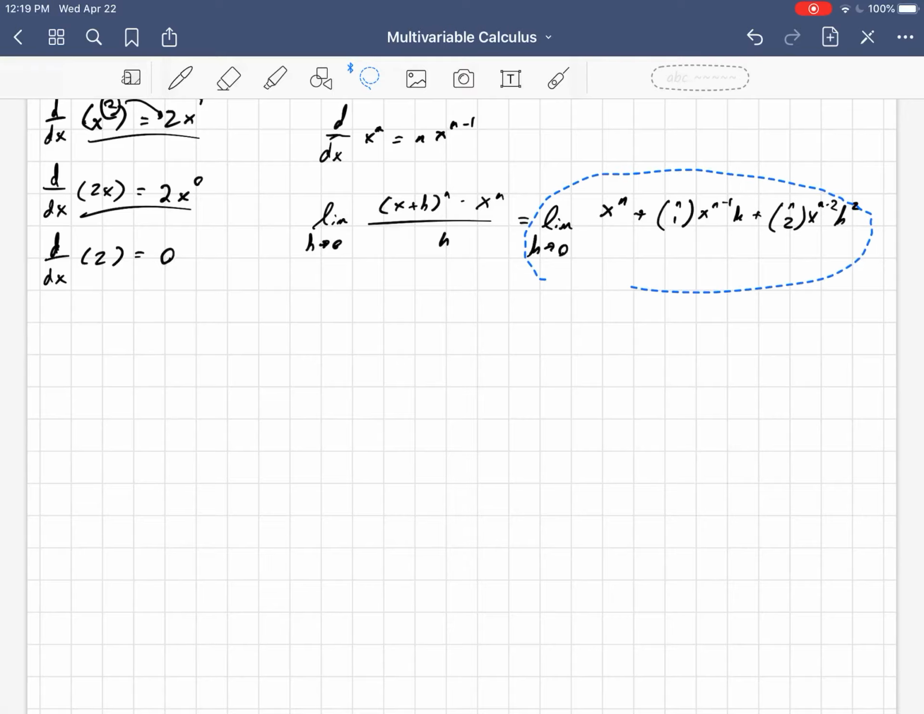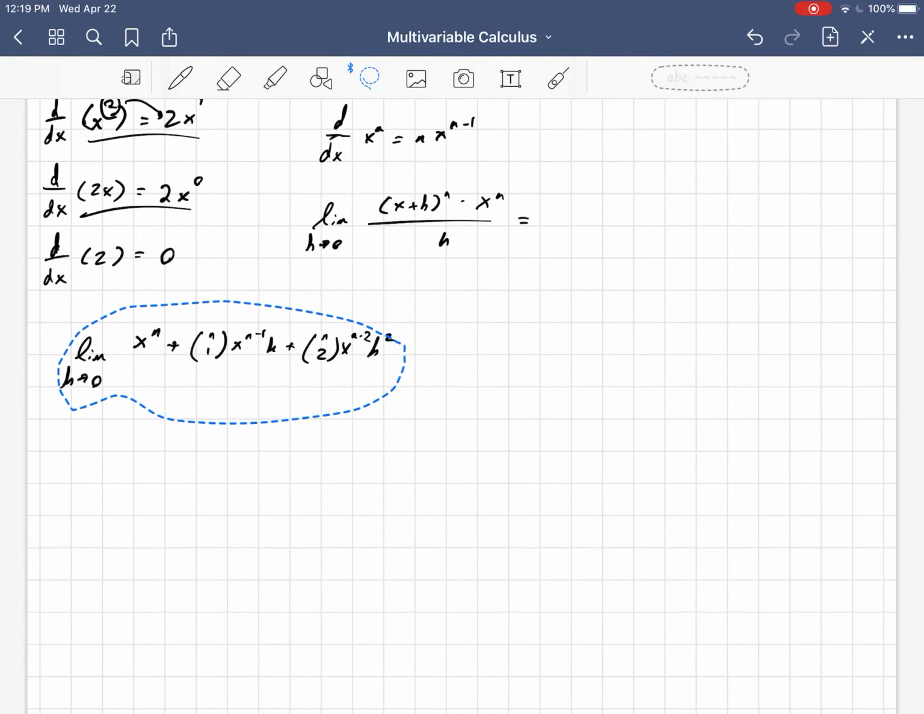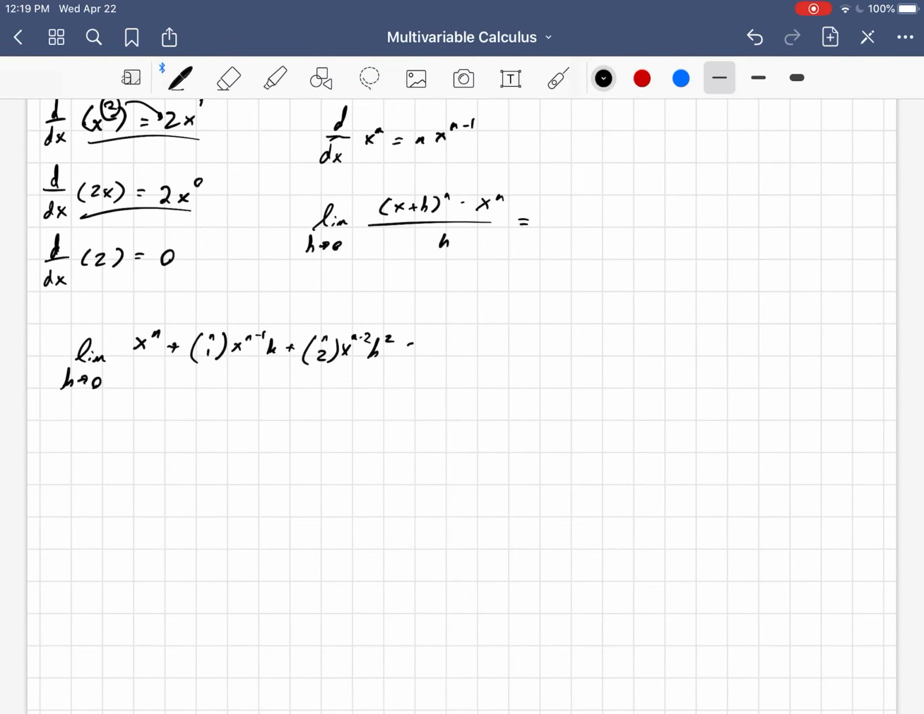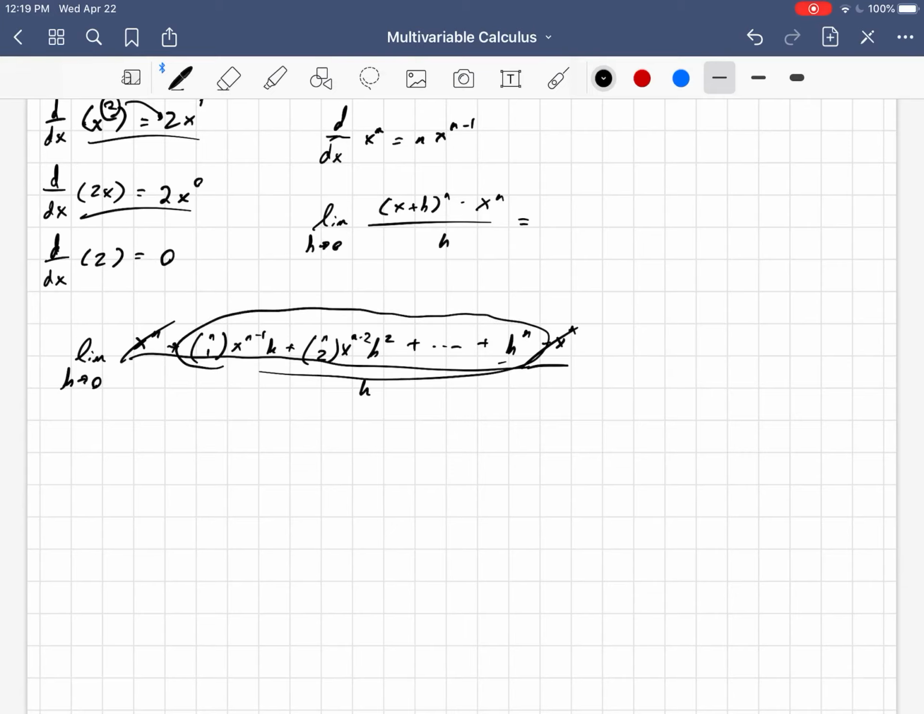plus, I don't really have to write that many more. n choose 2 x to the n minus 2 h squared. Plus dot dot dot. And in the end, we would just have an h to the n. And that's all going to be over h. And minus the x to the n from here. Okay, so the x to the n's, they cancel out.